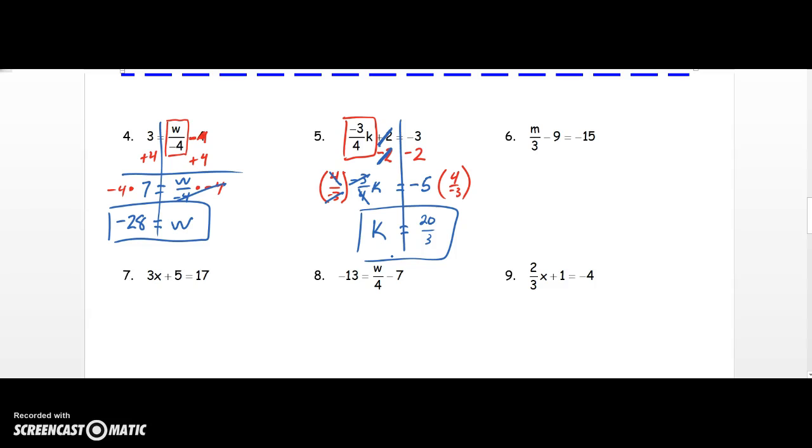Sometimes you're not always going to come out with these even answers, so you can go ahead and just leave it in fraction form.